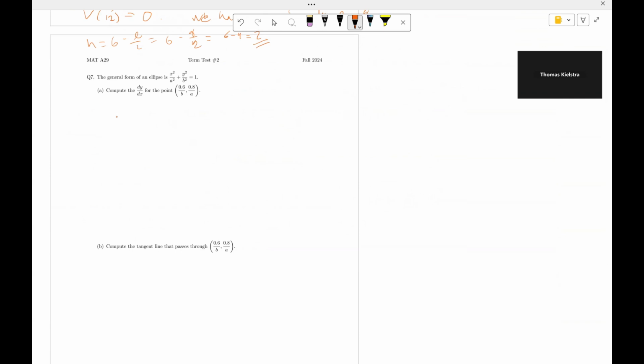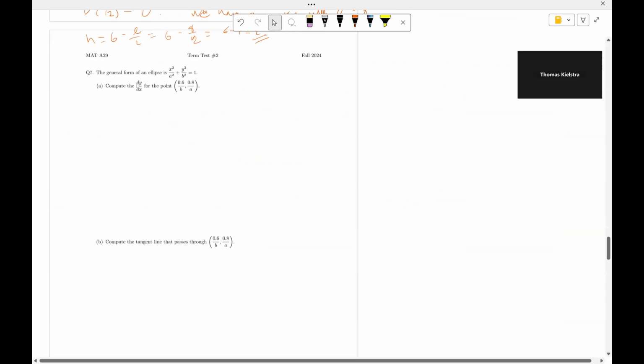In this question, we're looking at the general formula of the ellipse, and it's asking us to compute dy by dx, so it's implicit differentiation, and it gives us a point. So we're going to calculate the implicit derivative and plug it in. So here, 2x over a squared plus 2y over b squared times dy by dx equals 0. So 2y over b squared dy by dx equals minus 2x over a squared.